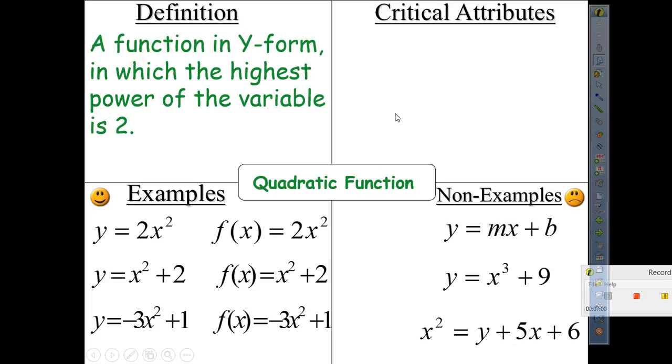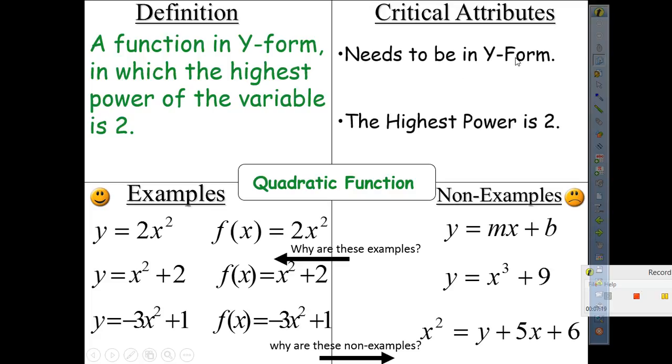All right, so what is the most important thing to remember about quadratic functions? That they need to be in what? And what else? Highest degree is 2. So those two things, write them down. Y form and highest power is 2. That's our critical attributes. Pause it.